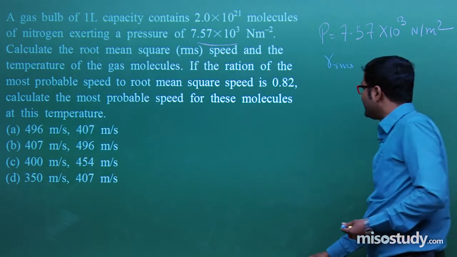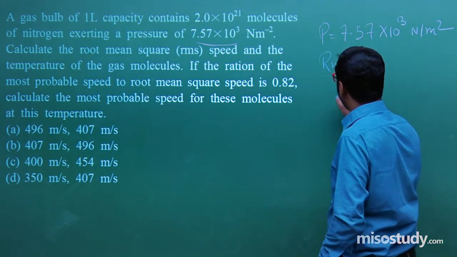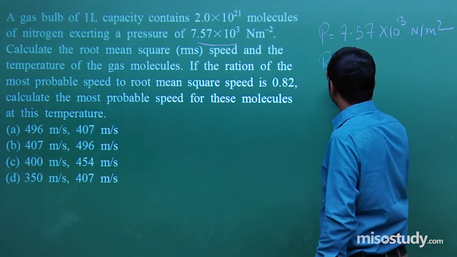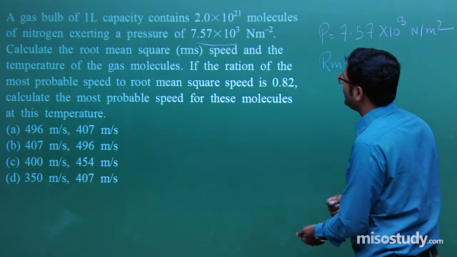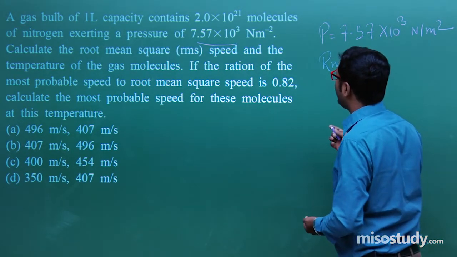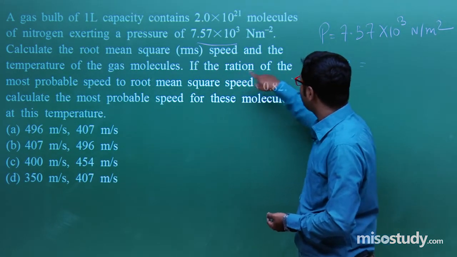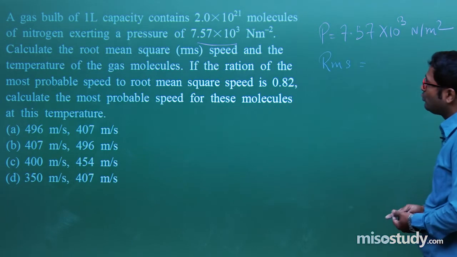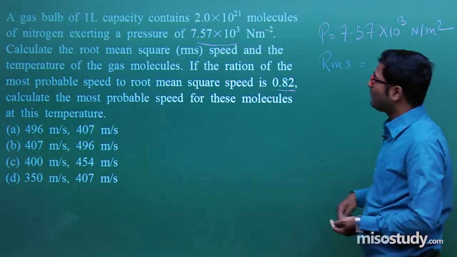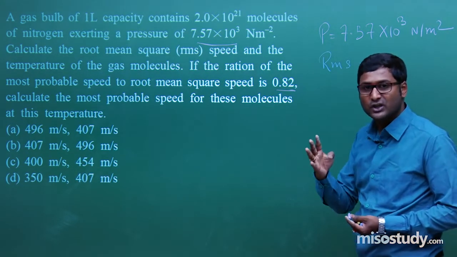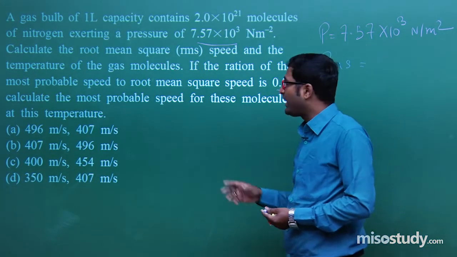Now, what will happen in this case? If I tell you the RMS speed and most probable speed, what is the relation here? The root mean square speed and the temperature of the gas molecule. Calculate that. We have to find the temperature and the root mean square velocity. If the ratio of the most probable speed to the root mean square speed is 0.82, calculate the most probable speed for this molecule at this temperature. That is the three-part question. We have to find the temperature, the root mean square speed, and the most probable speed.